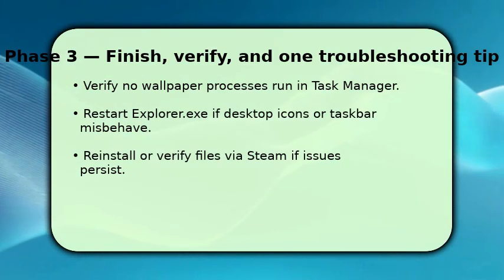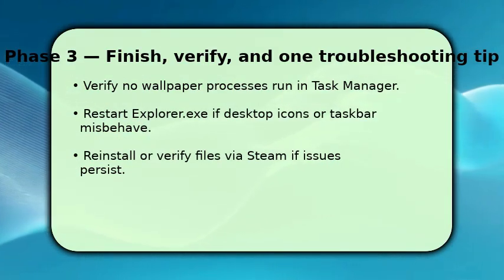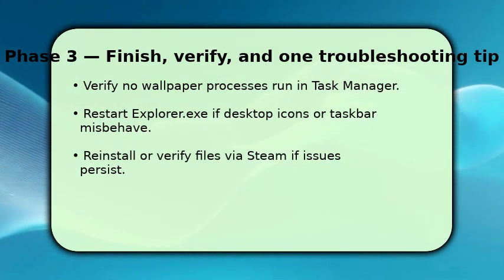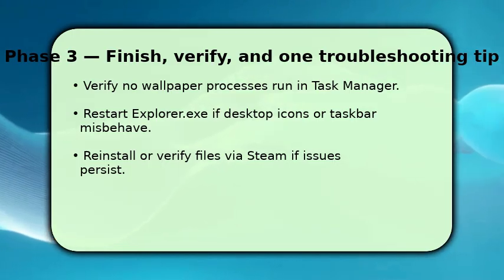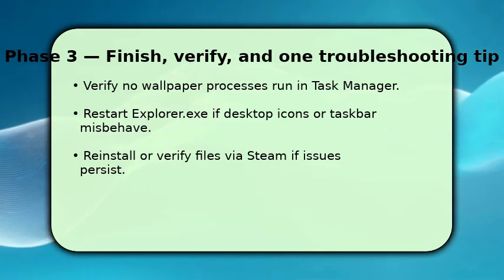If the desktop or taskbar behaves oddly, restart explorer.exe: open Task Manager, find Windows Explorer and restart. That restores the shell. If stopping failed or files are corrupted, use Steam's Library, then Wallpaper Engine, then Properties, then Local Files, then Verify Integrity, or reinstall.